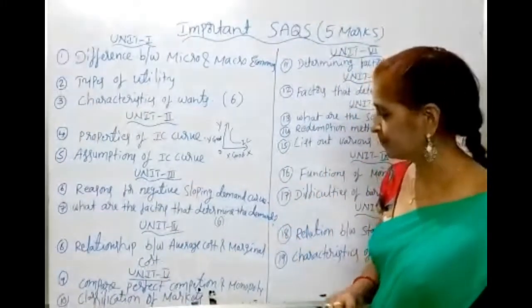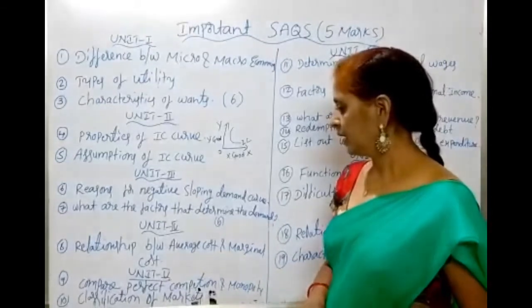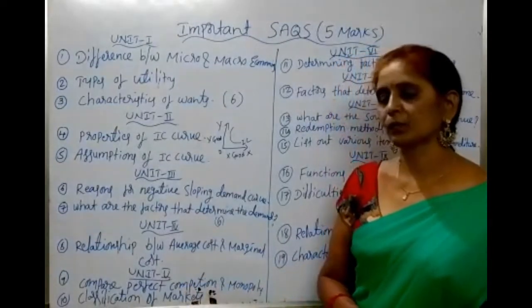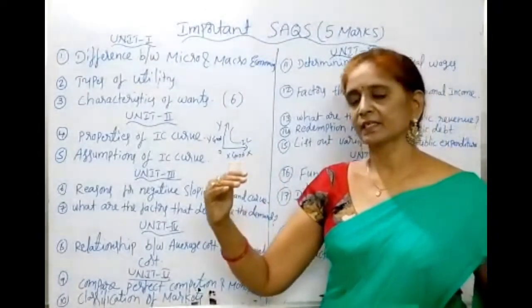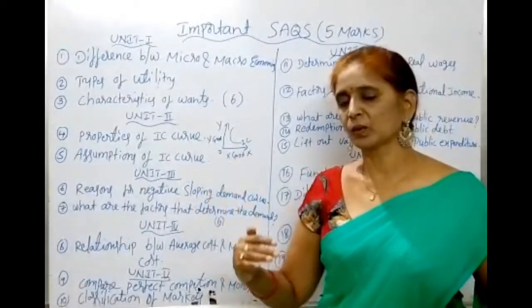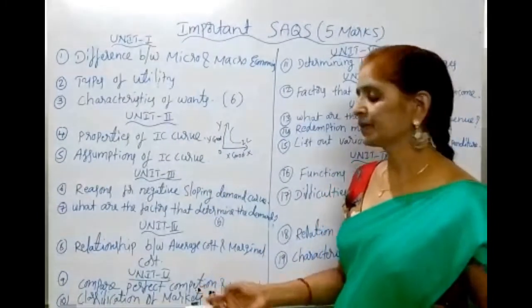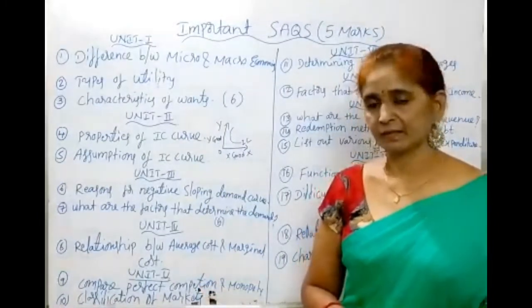Coming to the 5th unit, 2 questions are there. One is to compare perfect competition and monopoly. First write the introduction, 2 lines on monopoly and 2 lines on perfect competition. And next write the differences between the 2 of them, any 6 differences.